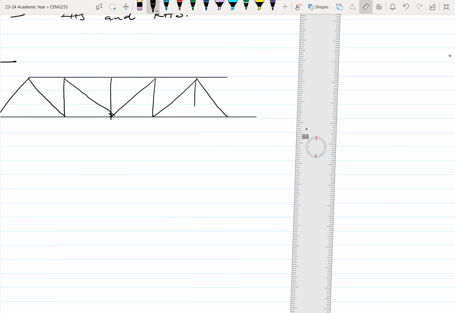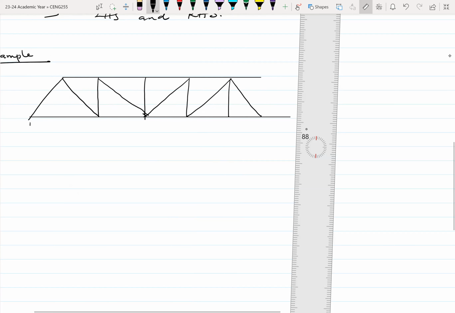Am I missing something? Hopefully I got everything. Let me label them. This is A, B, C, D, E. How many do I need? One, two, one, two. I'm missing something. Oh, okay. So there's something here. All right, so that's what I'm missing. Okay, so B, C, D, E, F, and then G. So we have something like this.